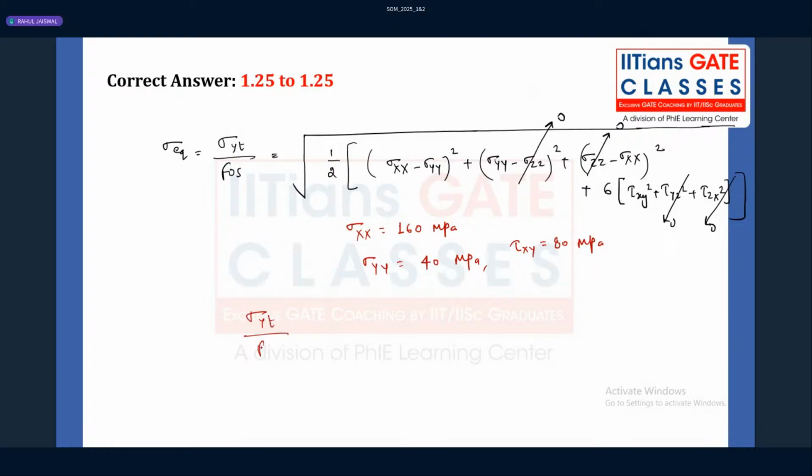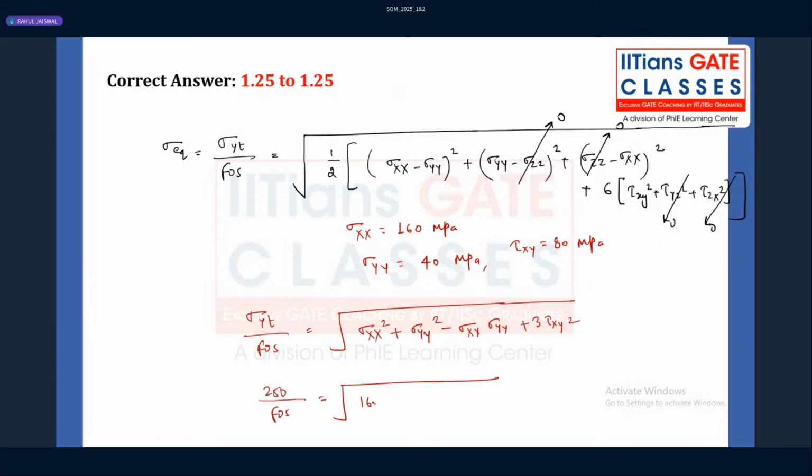So what is yield strength by factor of safety? If you simplify, it is sigma xx square plus sigma yy square minus sigma xx sigma yy plus 3 tau xy square. Yield strength, that is 250 by factor of safety, equals 160 square plus 40 square minus 160 into 40 plus 3 into 80 square. If you calculate the factor of safety, you are going to get 1.25 as the correct answer.